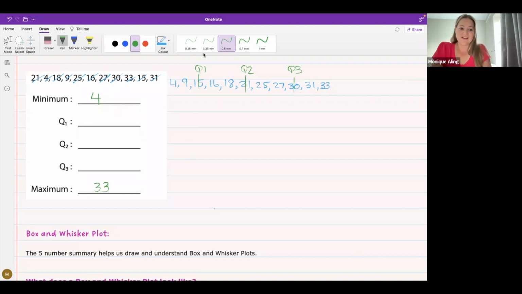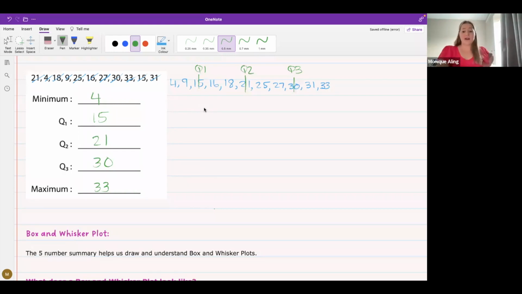Okay, so we can all agree minimum is 4, quartile 1 is 15, maximum number is 33. That was a nice easy one because we had an odd number of values. So it's quite easy to identify. We don't have to do any calculations. Okay, good. If you have any questions with that one, let me know.